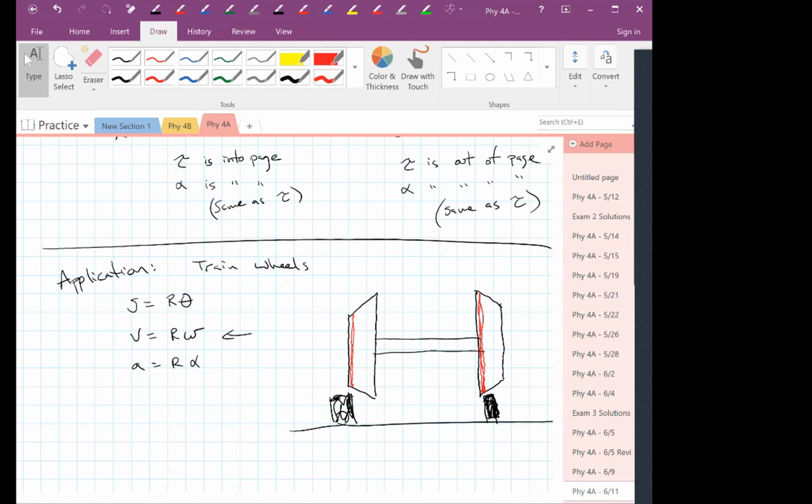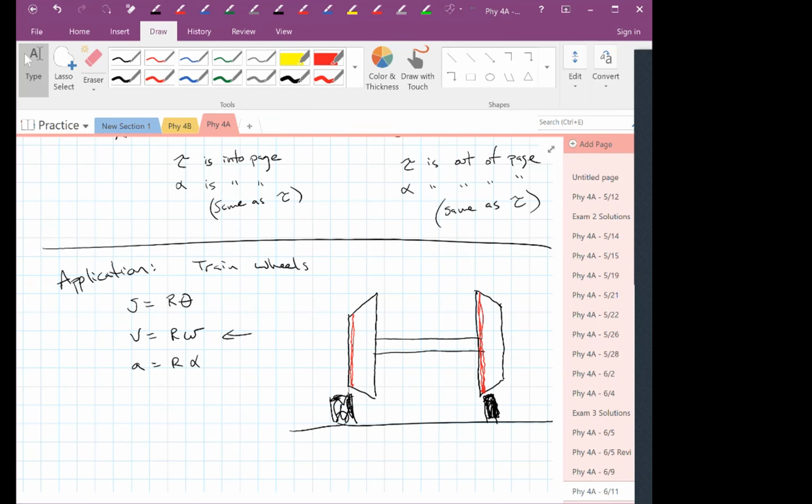So if I have this object and it's spinning with some omega, it doesn't matter where I am. I could be over here, I could be out here, I could be on the rim. It doesn't matter where I am on this object. Every point has the same omega, right? Every point moves the same angle in the same amount of time.